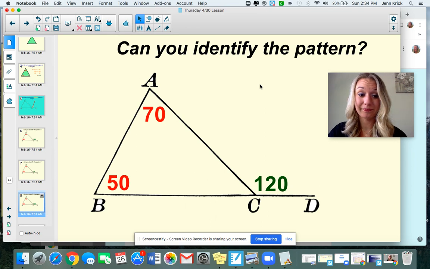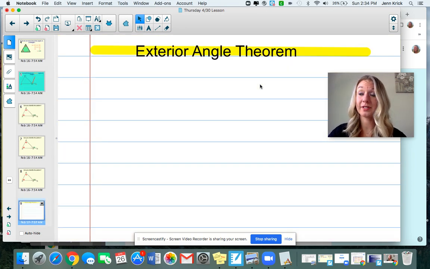Pretty simple. So for your notes, your title will be Exterior Angle Theorem. There will probably be times when you want to pause the video to write some stuff down or take pictures of the slides. It might be a good idea.